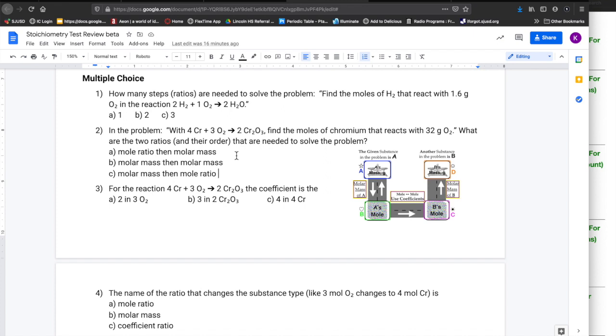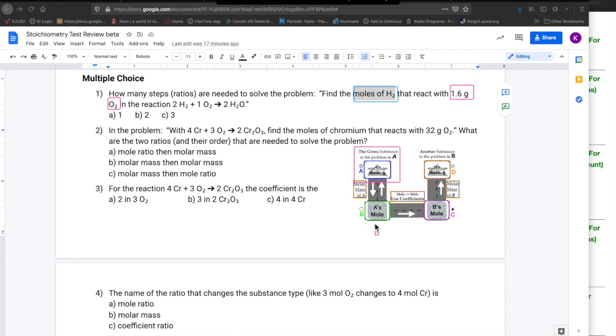So this is one of the things. This is the question, right? So here's my question, and here is the beginning, which is actually a different substance. So we've talked about using the mole roadmap. We're going to start with mass. So we're starting here. This is the given substance in the problem.